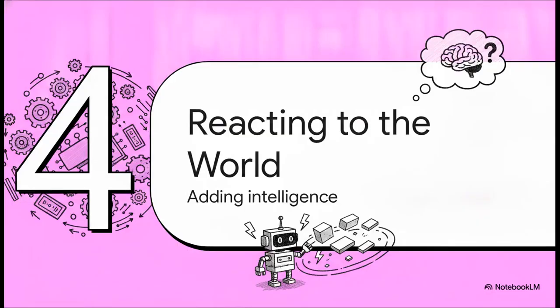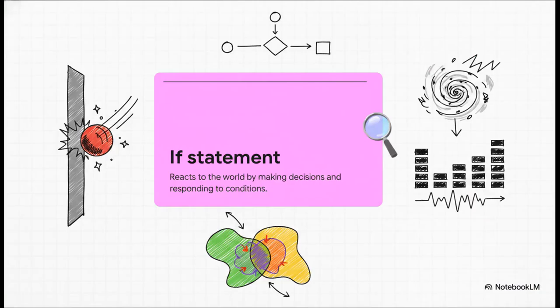All right, Section 4, Reacting to the World. This is where we add a little intelligence. So, we have our building blocks, and we have motion, but now we need to grant our creation a tiny bit of intelligence so it can actually react to things. This is where if statements come in. They are the ultimate decision makers of your code. They're what allow your project to respond to conditions, making decisions like bouncing a ball off of a wall, changing colors dynamically when items collide, or maybe triggering a chaos equalizer.